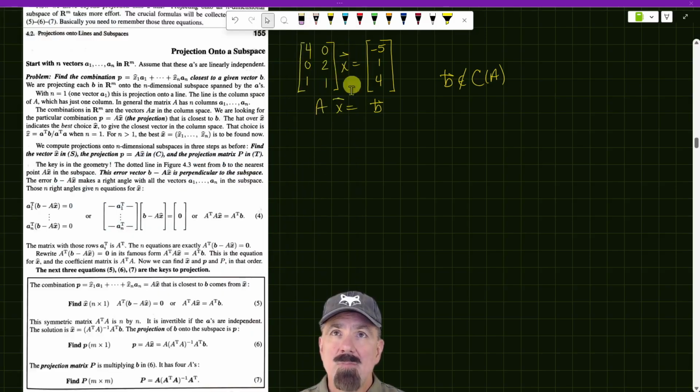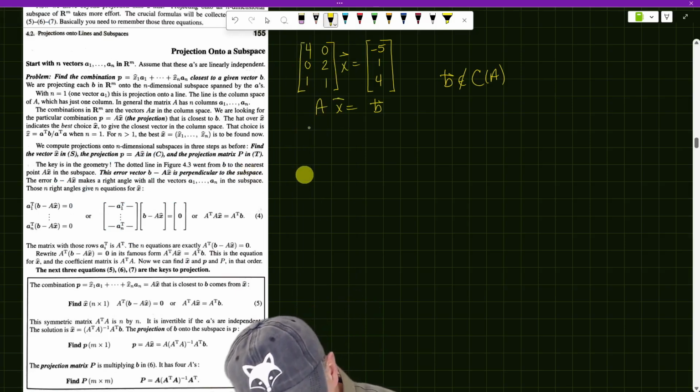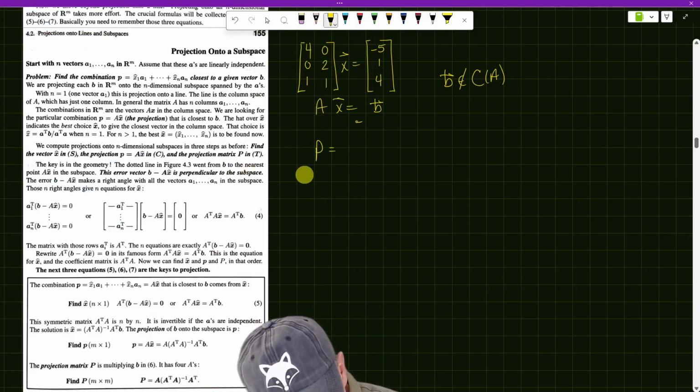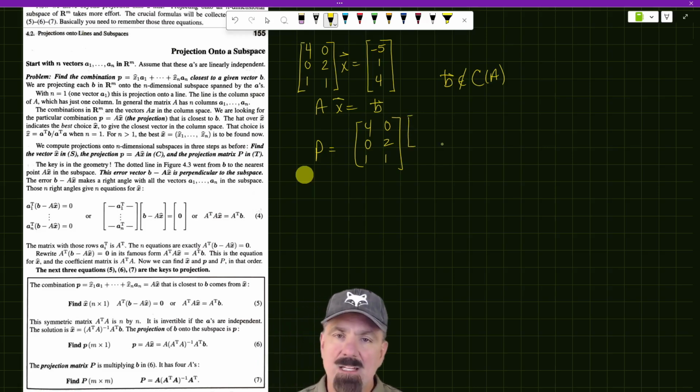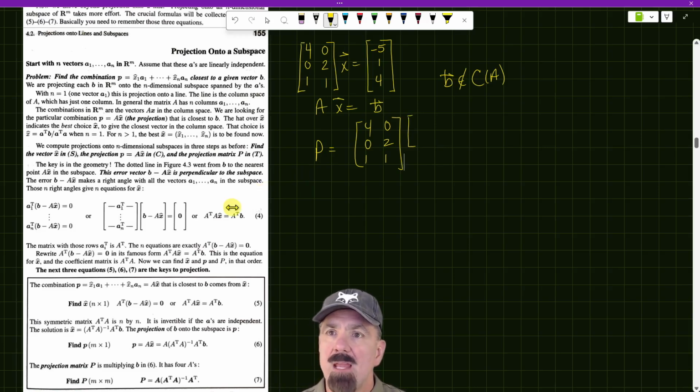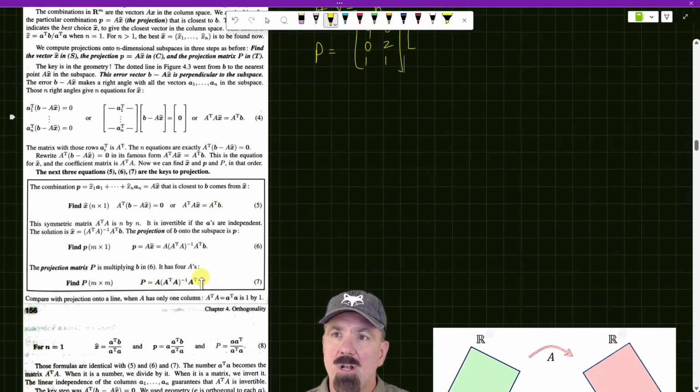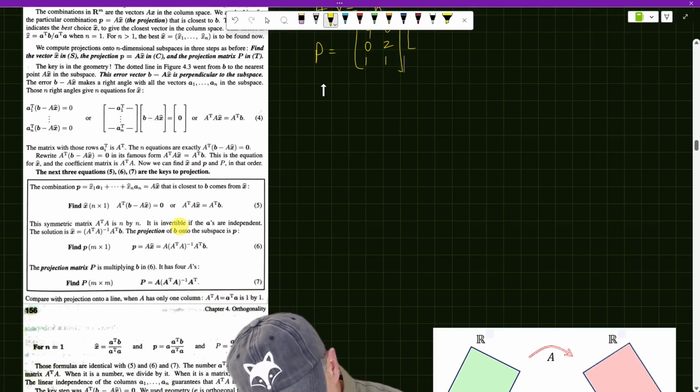So let's just do that. Let's build this up. We know that our projection matrix is going to be equal to the columns 4, 0, 1 and 0, 2, 1. And we're going to take this outer product, but we're not going to be able to divide by the dot products. So something has to be a little bit different here. What we're going to do is utilize this representation down here, which is really saying the same thing. Let me show you.